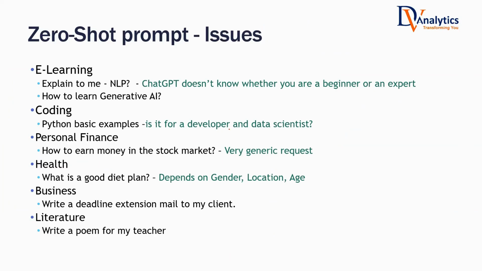So zero shot prompting, what are the issues? ChatGPT doesn't know whether you're a beginner or an expert when you say explain NLP to me. You have to tell in what context you want NLP. If you already know stuff, then it'll explain in a better manner. If you're an absolute beginner, then it'll explain in slightly layman terms. If you say give me some Python basic examples, Python is actually a multi-purpose language. You can become a Python developer, or you have Python for data science, which are two totally different fields altogether.